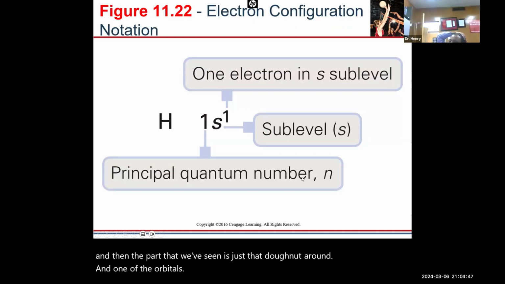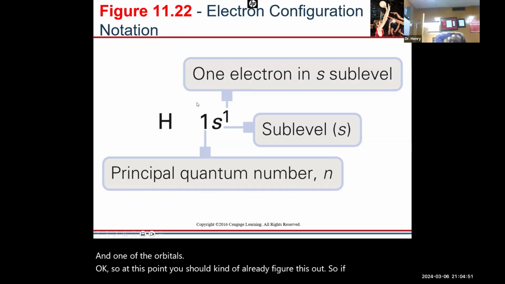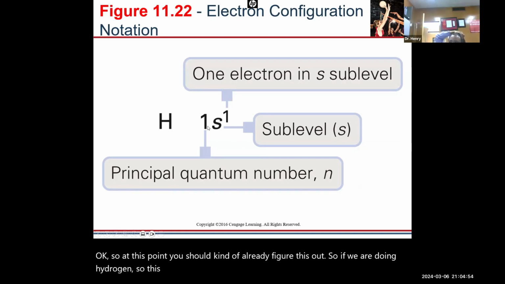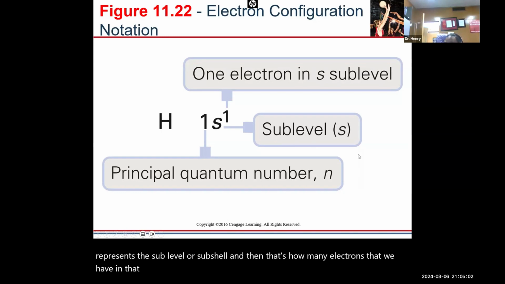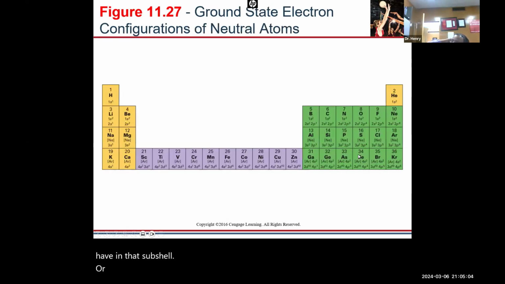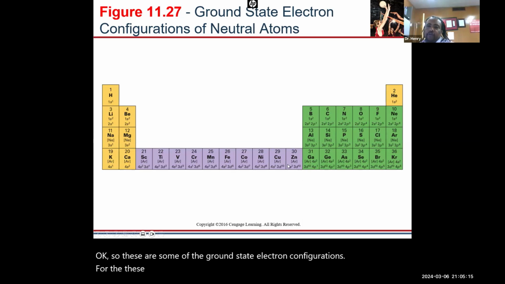At this point, you should kind of already figure this out. If we were doing hydrogen, this represents the principal quantum number, this represents the sub-level or subshell, and that's how many electrons we have in that sub-level. These are some of the ground state electron configurations for these elements, so test yourself and make sure you have a good grasp on it.